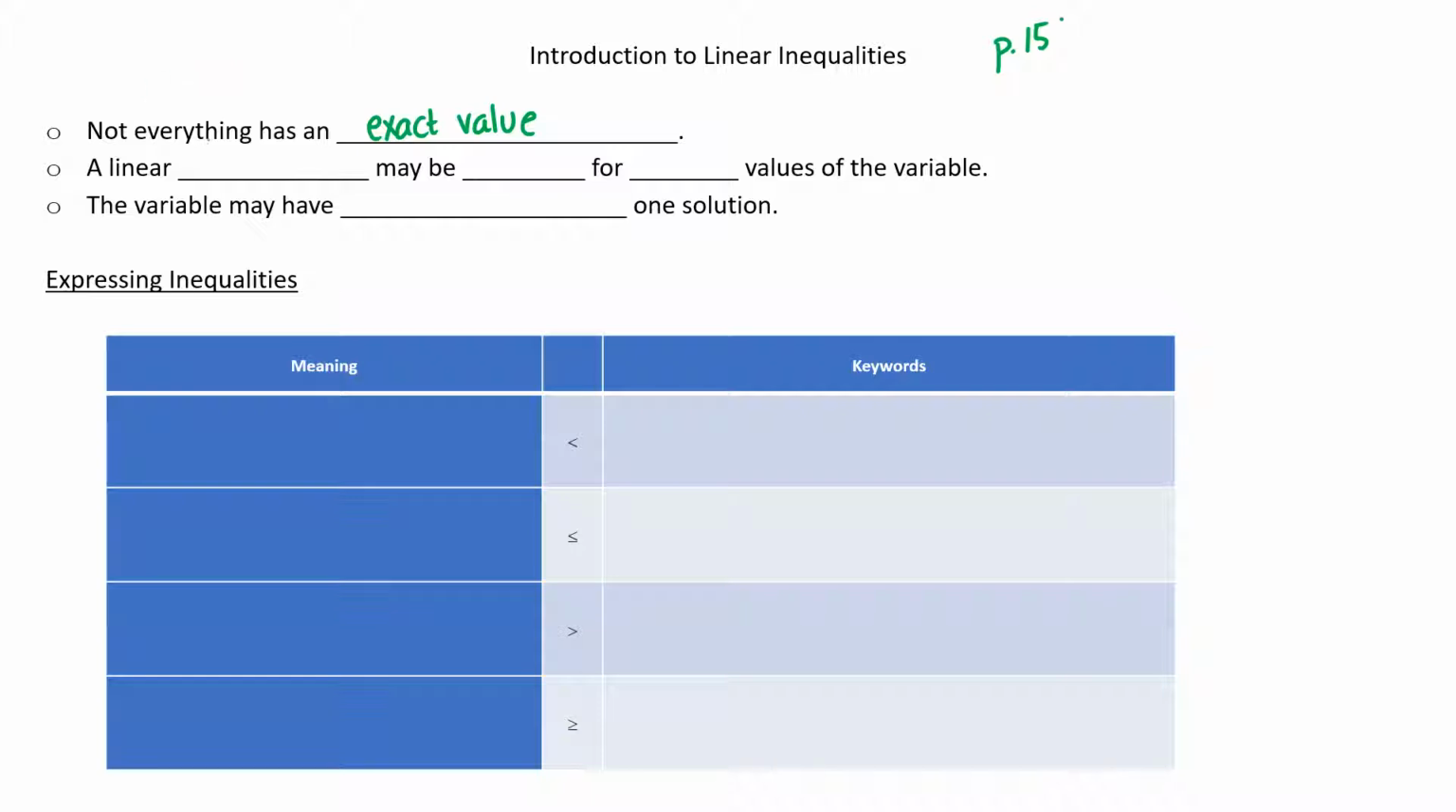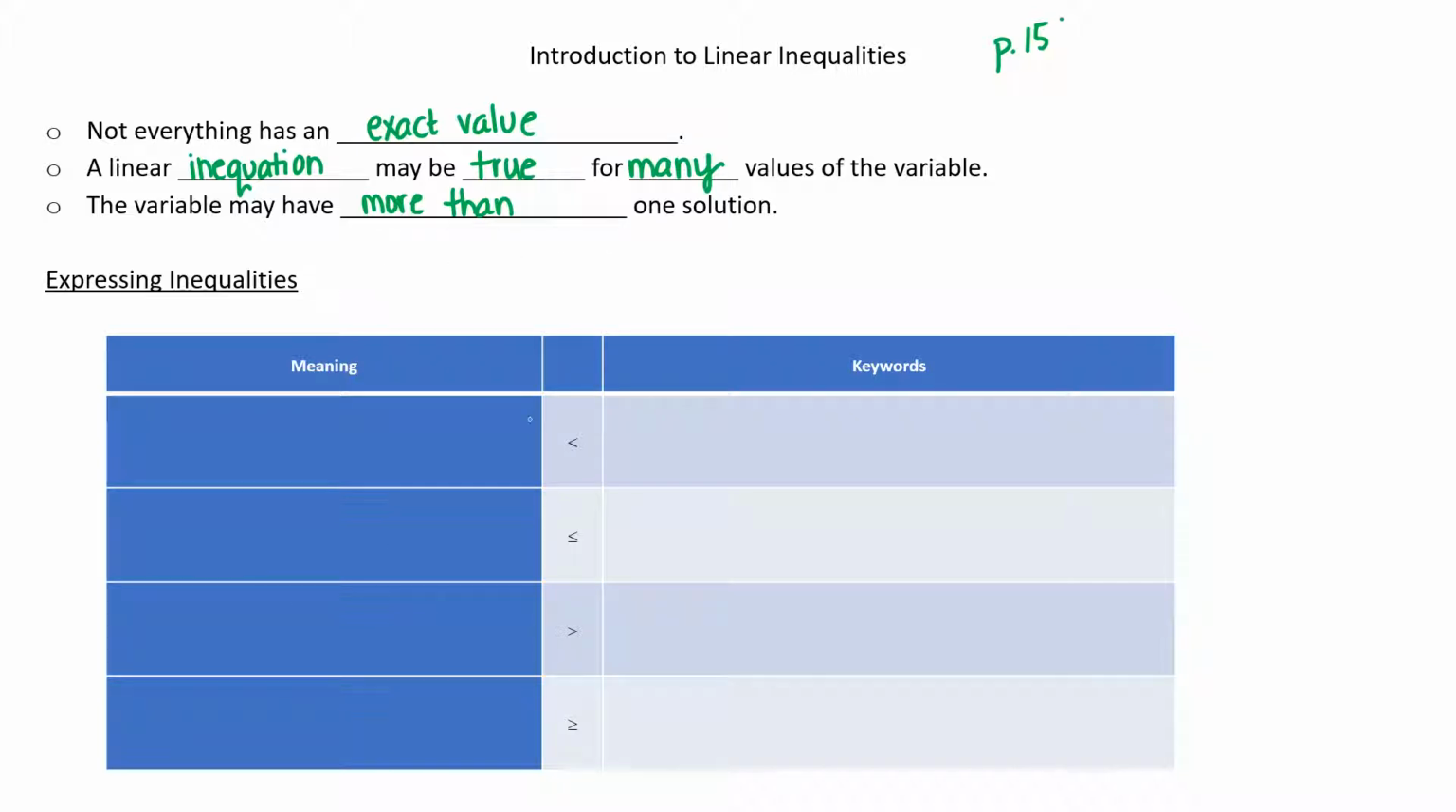A linear equation may be true for many values of the variable. The variable may have, therefore, more than one solution.